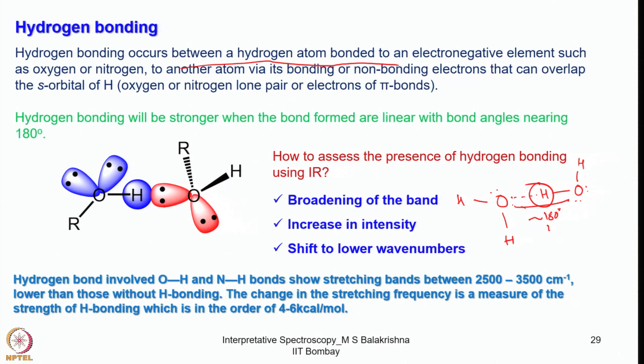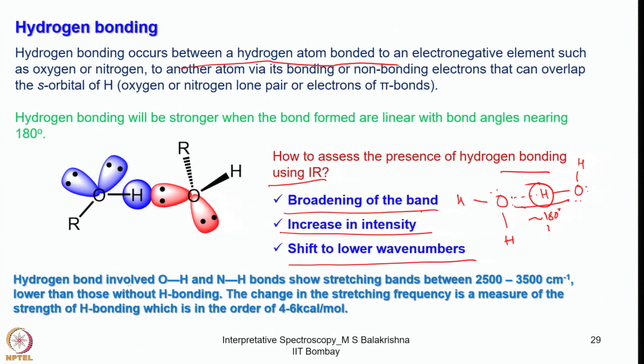How to assess the presence of hydrogen bonding using IR? One thing is broadening of the band, and also an increase in intensity can be observed, and also a shift to lower wave numbers. If you gauge these three, you should be able to tell, yes, there is hydrogen bonding in the given molecule. This can be directly assessed and understood from IR data. So one is broadening of the band, an increase in intensity, and a shift to lower wave numbers.